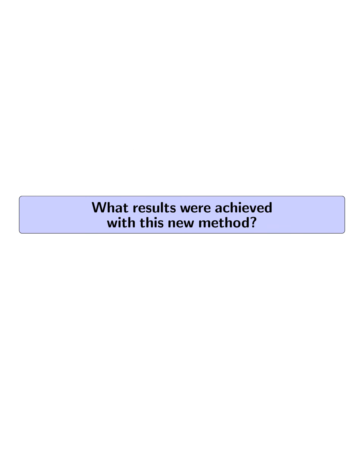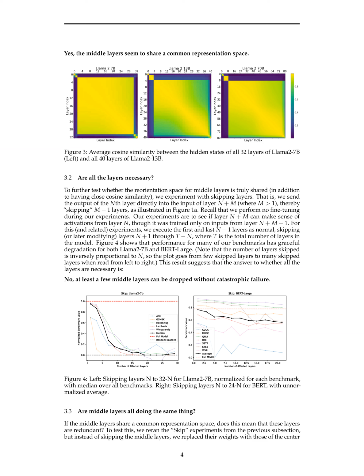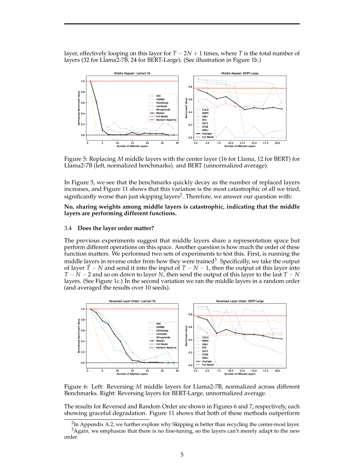What results were achieved with this new method? The results include the discovery that middle layers in transformer models share a common representation space, allowing for graceful degradation when skipping or rearranging layers. It was found that a few middle layers can be dropped without catastrophic failure, indicating that not all layers are necessary. Additionally, sharing weights among middle layers is catastrophic, suggesting that these layers perform different functions.